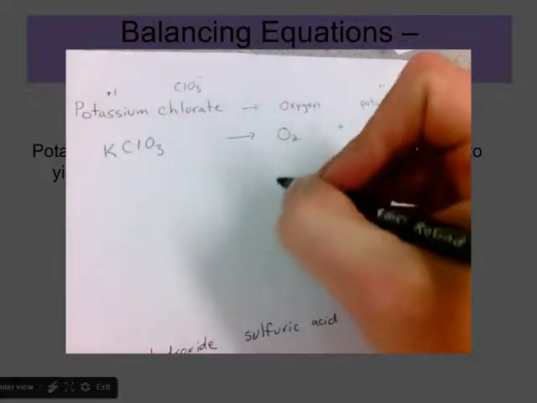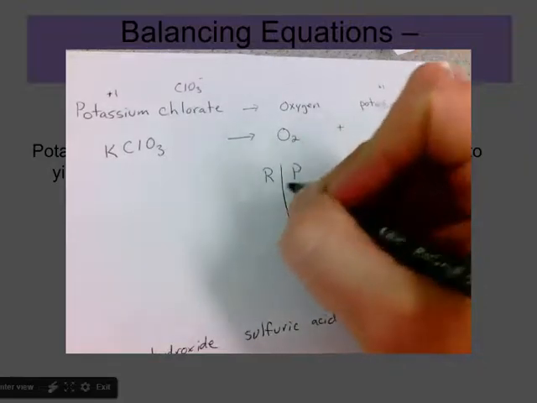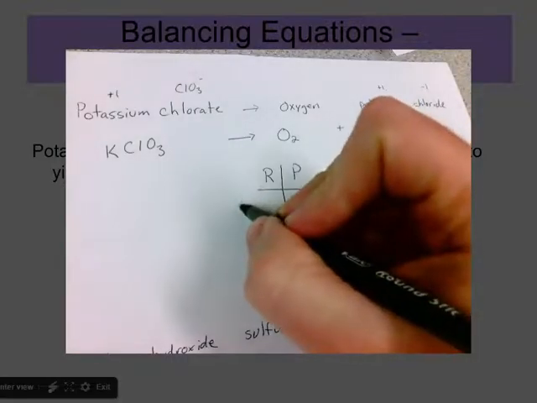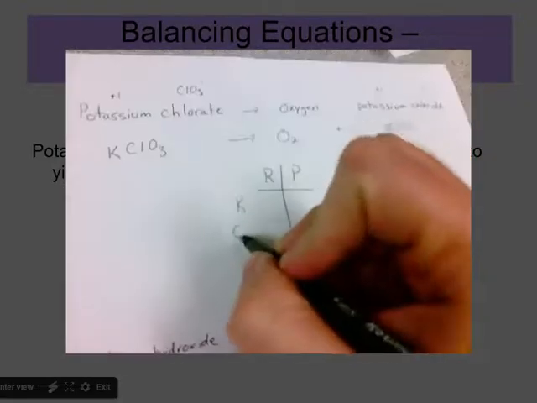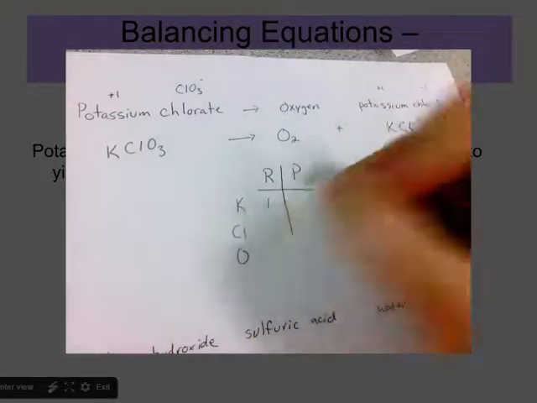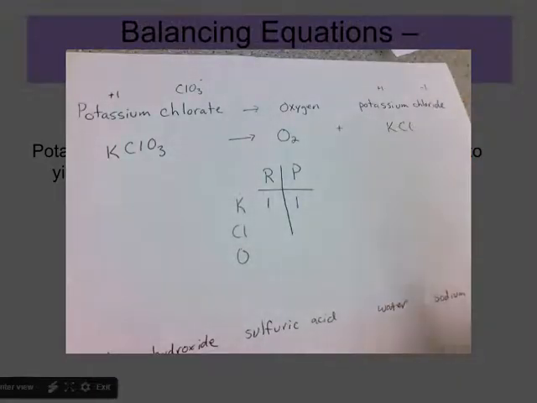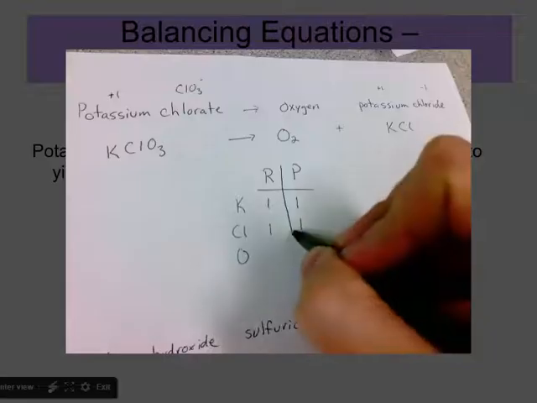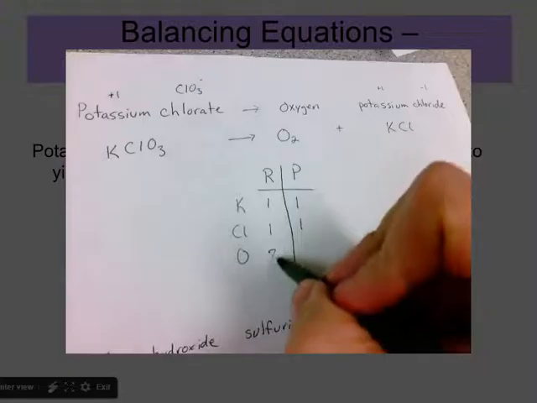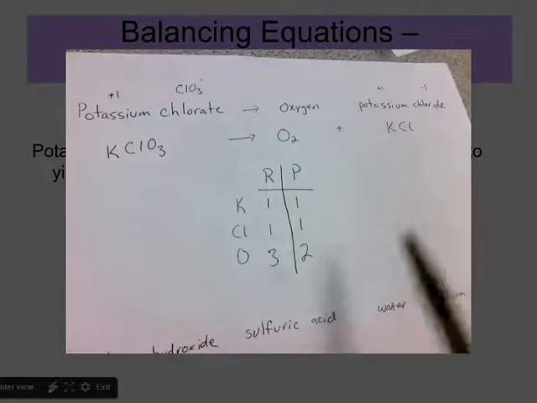Alright, so we need to keep track of how many of each thing we have on each side of the reaction, so on each side of the equation. So I'm going to list out my elements. We have potassium, chlorine, and oxygen. On the reactant side, we have one potassium and one potassium on the product side, and then one on each side for the chlorine. So those are balanced, but oxygen is not balanced. We have 3 here, and we only have 2 on this side. Okay. So we need to work on balancing oxygen.